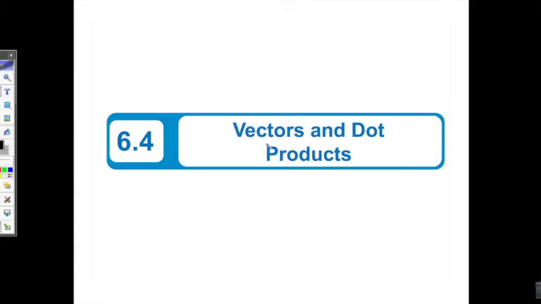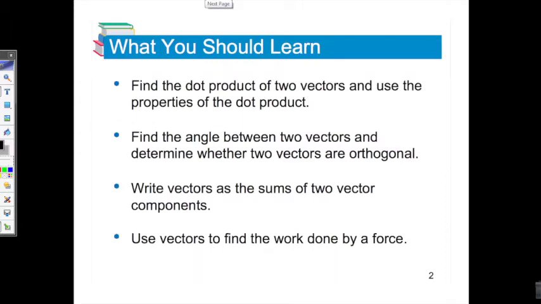Alrighty, here we go with 6.4, vectors and dot products. So you probably haven't ever heard of the word dot product before, which makes sense because it is an operation to multiply two different vectors together, which you wouldn't have worked with unless you were working with vectors before. So that's mainly where our focus is going to lie today.